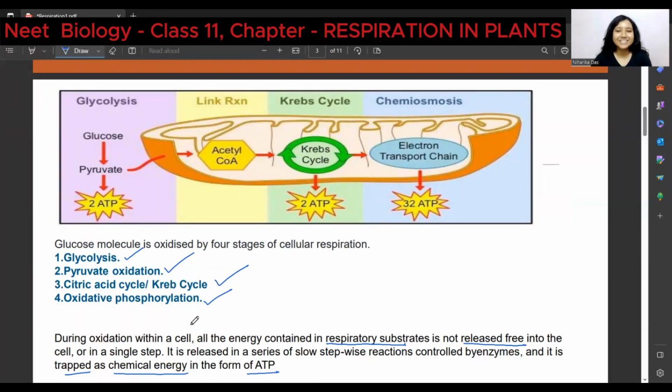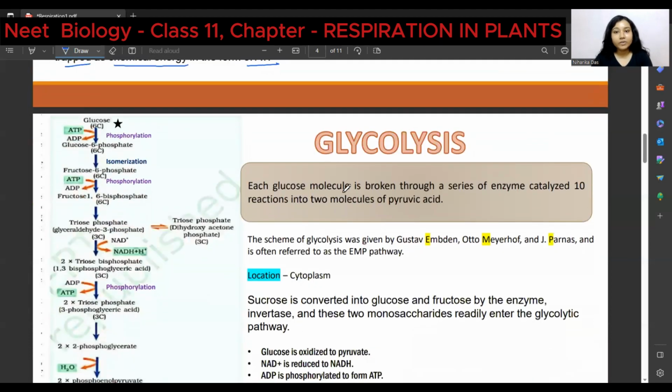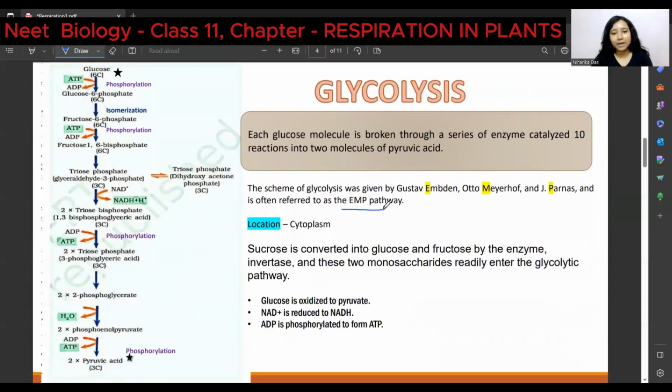I am going to make it simpler for you. In today's class, we are going to focus on the glycolysis first. In the upcoming classes, we are going to focus on link reaction, that is pyruvate oxidation, citric acid cycle, and chemiosmosis. So the glycolysis, or we also call it the EMP pathway.